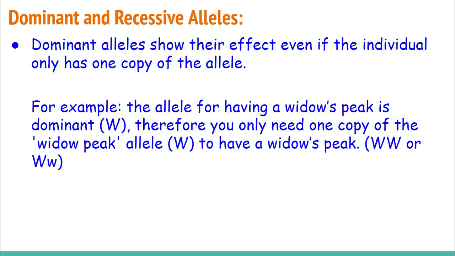Dominant and recessive alleles. Dominant alleles show their effect even if the individual only has one copy of the allele. For example, the allele for having a widow's peak is dominant, which is represented by the capital W. Therefore, you only need one copy of the widow's peak allele, the capital W, to have a widow's peak. This would look like capital W, capital W, or a capital W, lowercase w.